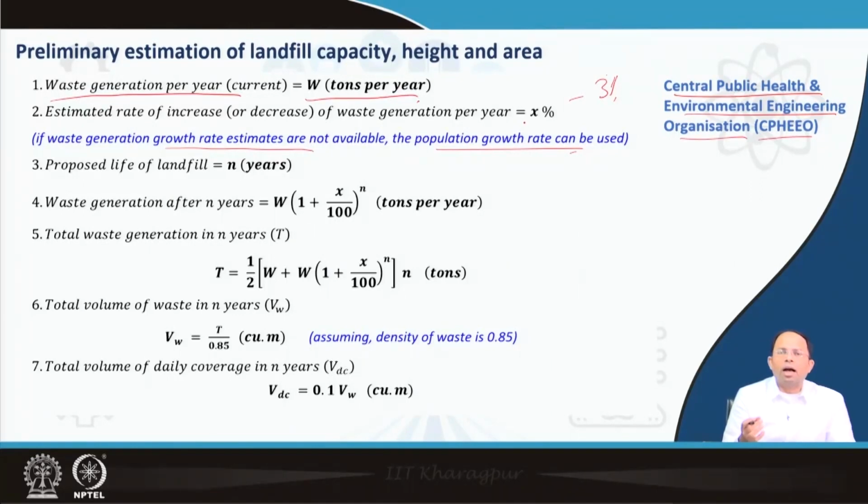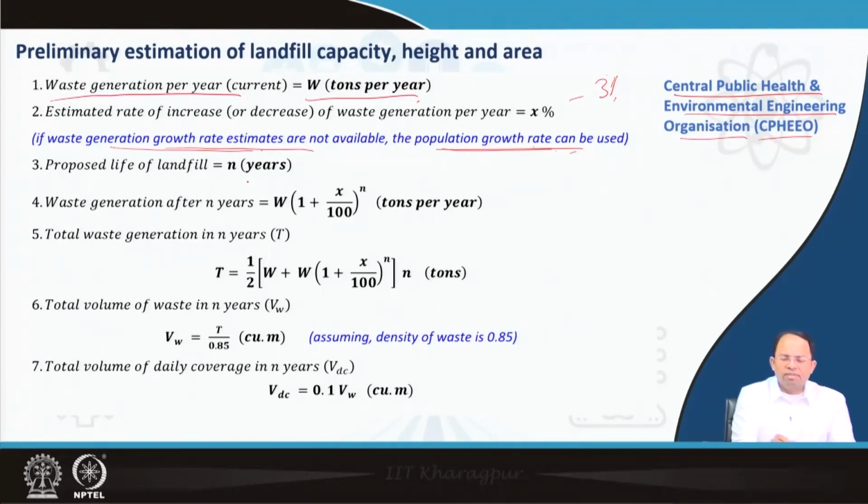but that doesn't mean that waste will grow in exactly the same way as the population. If the growth in population is in certain income brackets, other kinds of waste would be generated. So waste generation growth has to be estimated on its own. If it is not available, only then do we go with the population growth rate estimate.